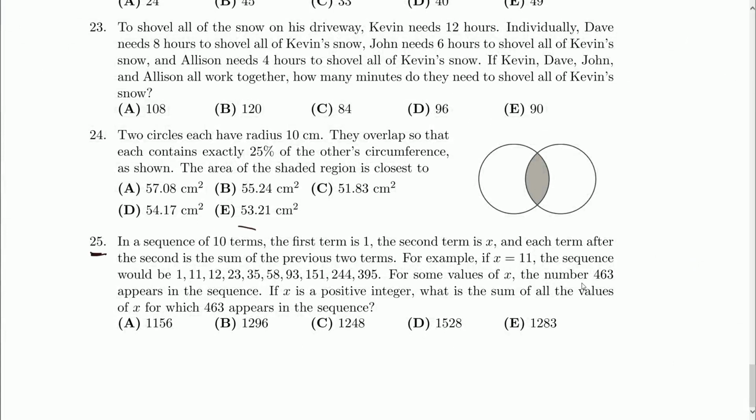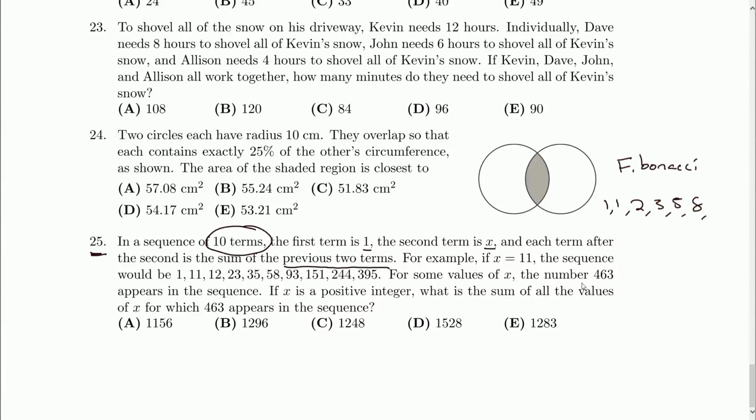In a sequence of 10 terms, the first term is 1, the second term is x, and each term after the second is the sum of the previous two terms. This is very much like a Fibonacci sequence, where you go 1, 1, and then the next one is 2, then 1 plus 2 is 3, 2 plus 3 is 5, 3 plus 5 is 8, and so on. This is a very famous sequence called the Fibonacci sequence.